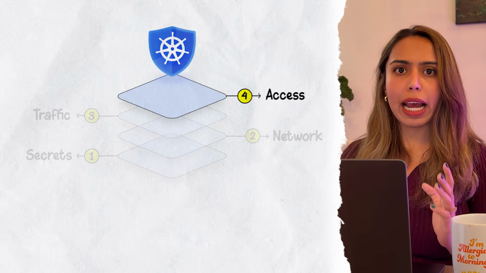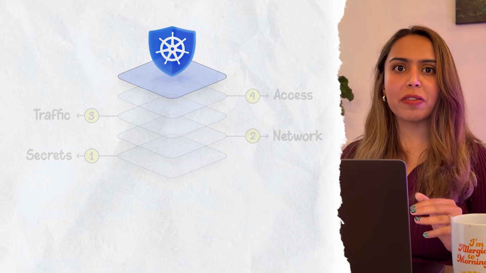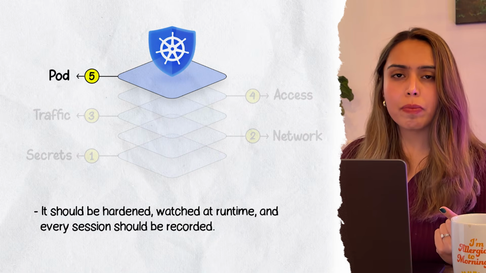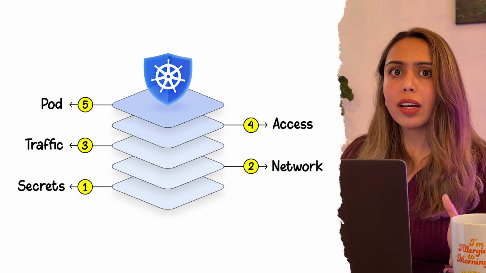Layer 4, your access. It should be short-lived and tied to your identity. Layer 5, your pods and workloads. It should be hardened, watched at runtime, and every session should be recorded. 5 layers, each one covering what the others can't.